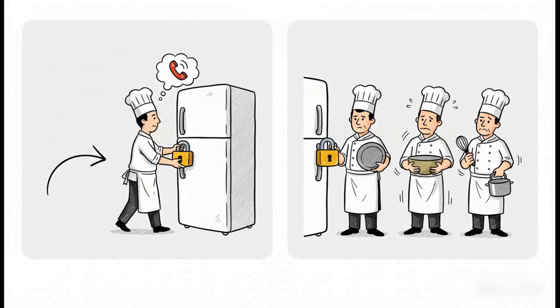But wait, there's more. Race conditions aren't the only headache. Let's imagine another kitchen nightmare. Let's say one chef takes the key to the main walk-in fridge, locks it behind him, and then gets distracted and completely forgets to unlock it when he leaves. Now, no other chef can get their ingredients. The entire kitchen just stops. Total gridlock. That's a deadlock.